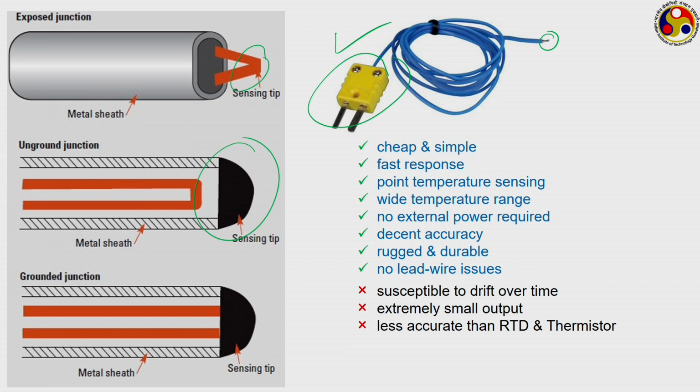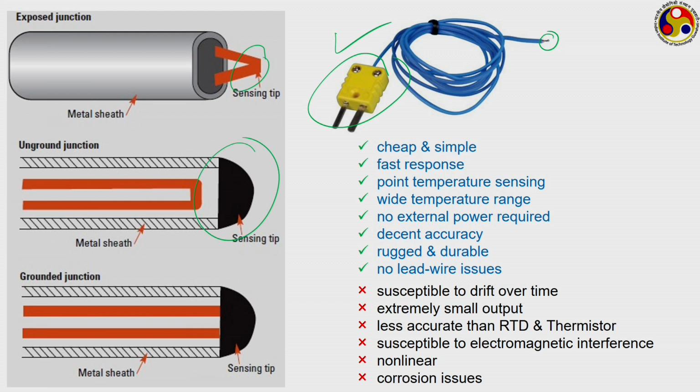They are less accurate than RTDs and thermistors, and susceptible to electromagnetic interference, as it is an electromagnetic phenomenon that is going on. So, such interference is possible if some electromagnetic device is kept in the neighborhood. Nonlinear output, and there can be corrosion issues as well, thereby the bead needs to be inspected very regularly.